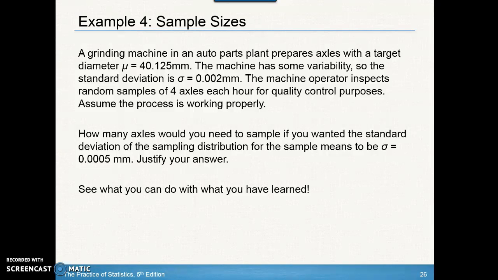Okay, all right, go ahead and try this one. See if you can figure it out based on what you've learned.